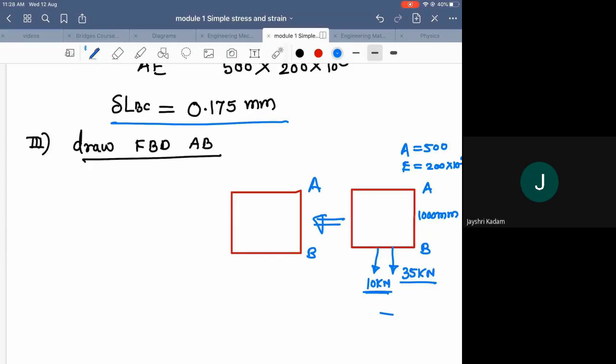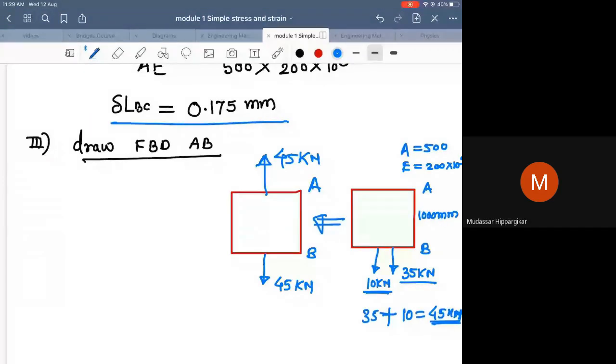So that is 35 plus 10, so it is 45 kilonewton. Magnitude of the force is 45 kilonewton and nature is tensile, away from the body. So this is 45 kilonewton force. I replaced both these forces. 45 kilonewton tensile in nature. Now my free body diagram is over.